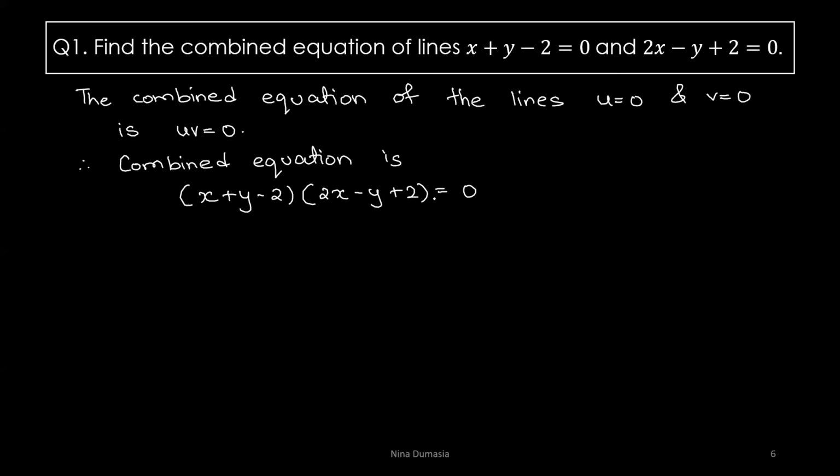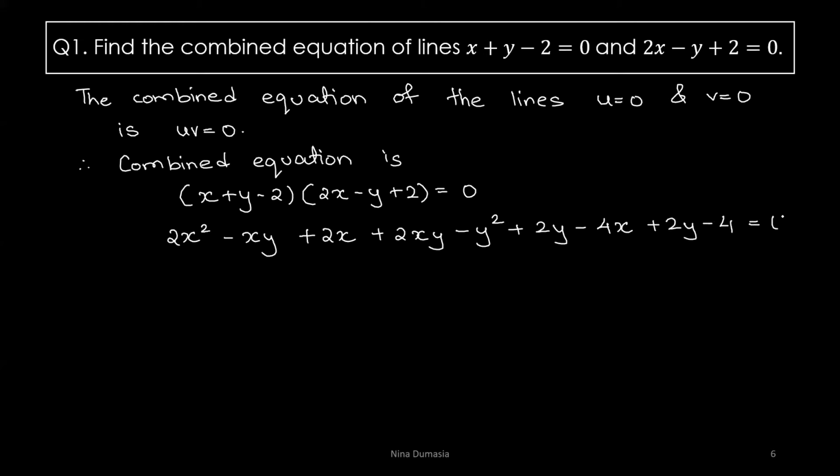तो पहले x को इन सबसे multiply करते हैं. तो we will get x into 2x which is 2x square. Next x into minus y which is minus xy. Next x into 2 which is 2x. Now next y into everything. Okay, so it is 2xy minus y square plus 2y. Okay, and now I multiply minus 2 by everything. So I get minus 4x plus 2y minus 4 is equal to 0.